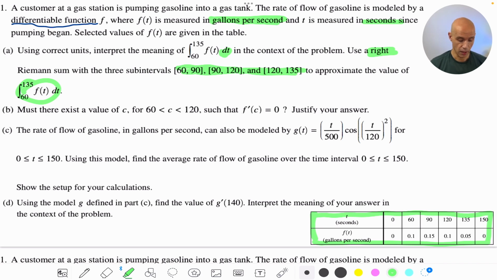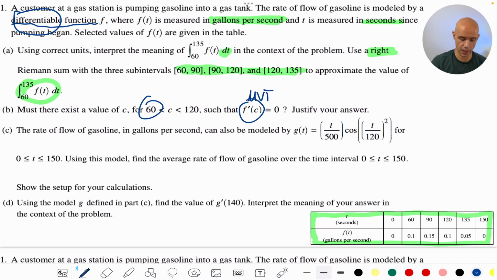So that's for A. For B, must there exist a value of c between 60 and 120 such that the derivative is 0? Well, yes, but how do we know that? Because of the mean value theorem. The mean value theorem can be applied to a function that is continuous, but this function is differentiable, so it's not only continuous, but its derivative is also continuous. Using that, you will be able to use the mean value theorem. Notice that for 60 and 120, the values are the same, so the numerator is 0. Anyway, you can look at it later in my solution or by yourself.